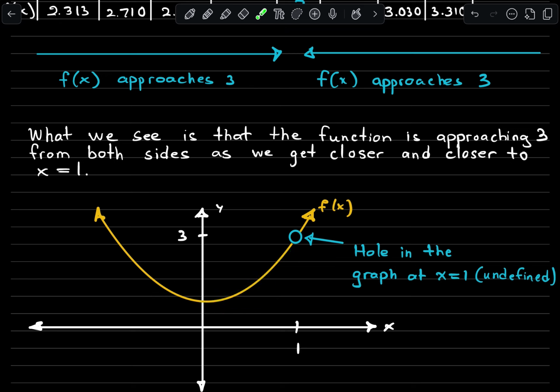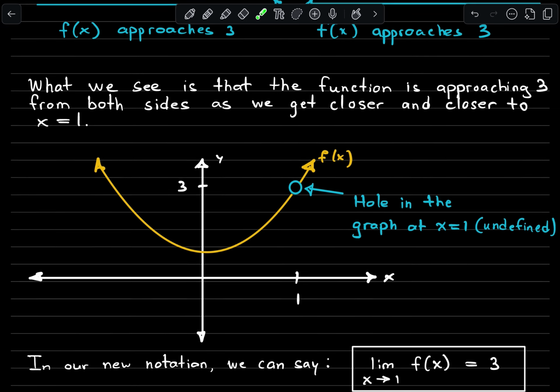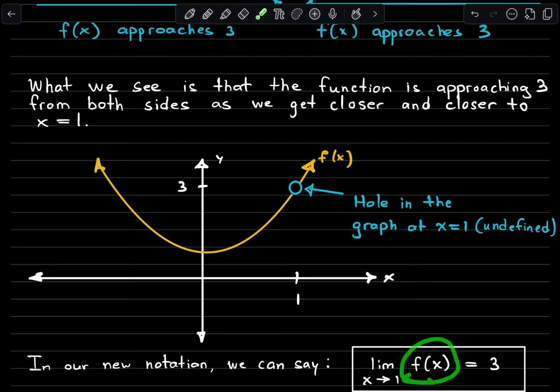And the same thing's true as I come in from the right, my x values are getting closer and closer to 1. My f of x values are getting closer and closer to 3. So although we can't actually define the value at x equals 1, we cannot say that we have this point 1 comma 3. Using our new notation, what we can say is that the limit as x approaches 1, and this is true from either side, of our function f of x is equal to 3.